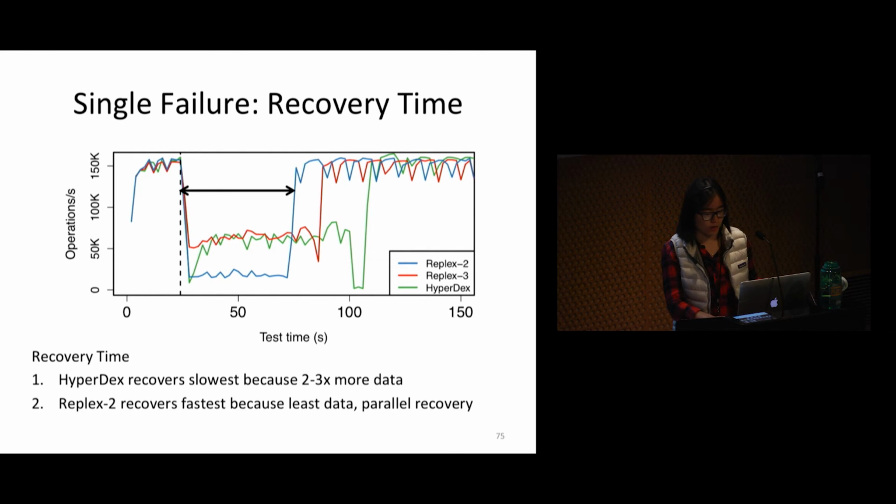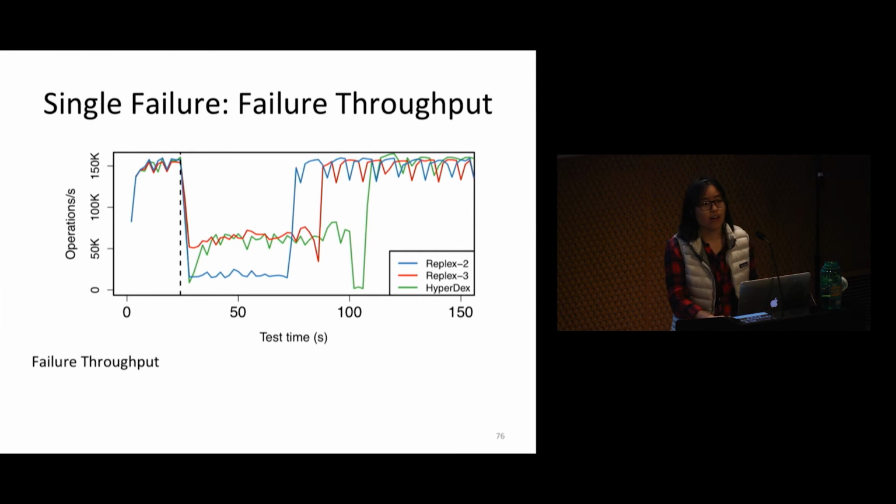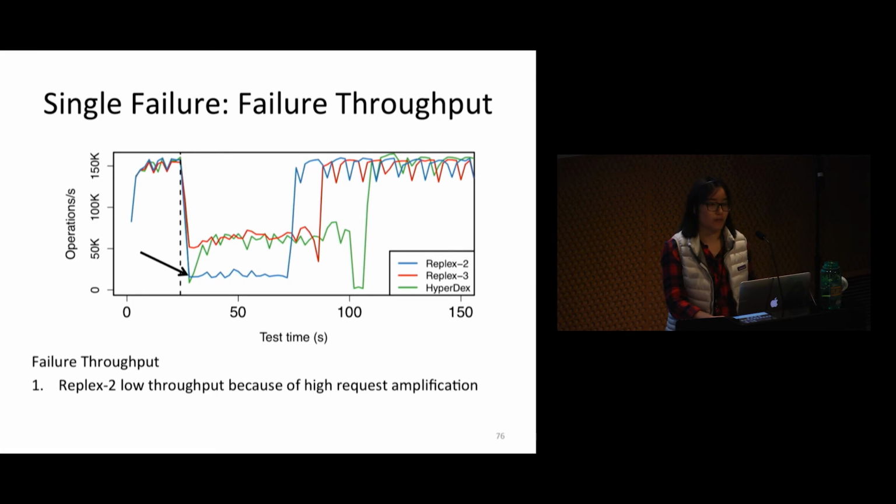And this is what we were saying earlier. But we do see the trade-off in failure throughput. So Replex 2 has the worst failure throughput, and it's the blue line, because of this high request amplification. Now requests during failure have to visit all the partitions in another replex.